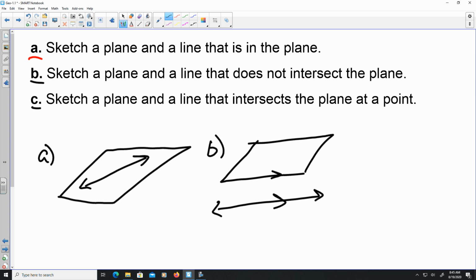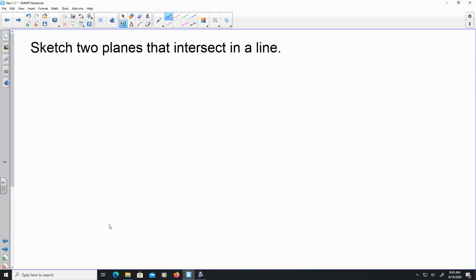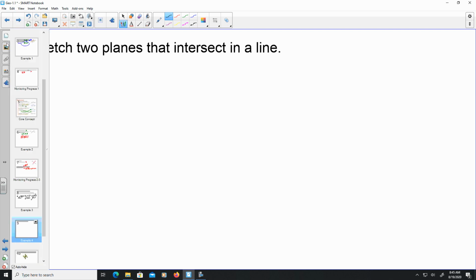In this one here, it says sketch a plane and a line that intersects a plane at a point. So I have my plane, I have my line, and usually if you want to show hidden lines, this is the point where it's intersecting. And finally, I think this will be the last one.